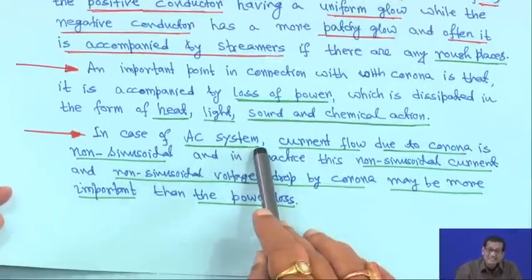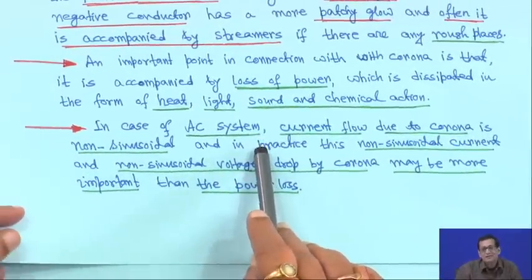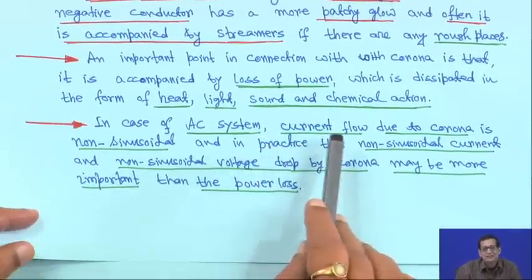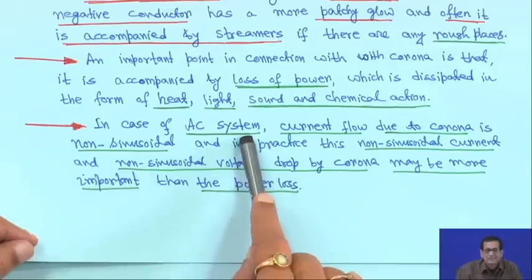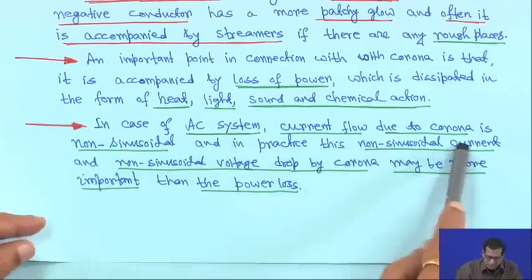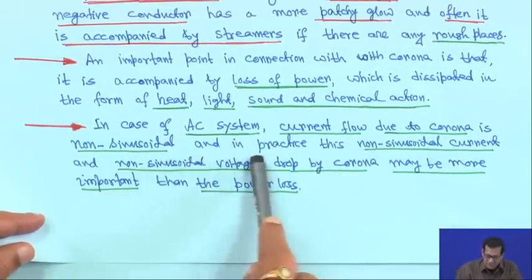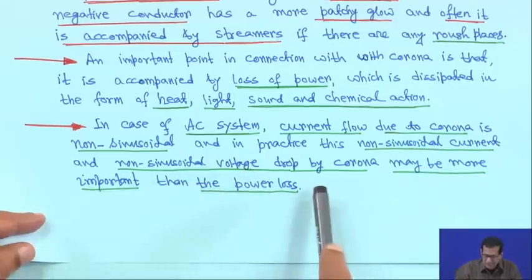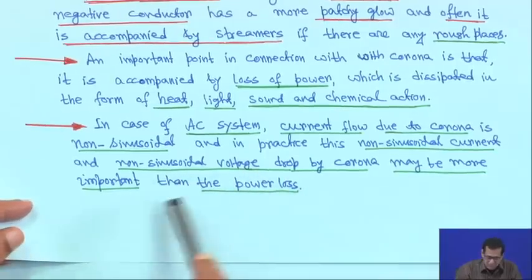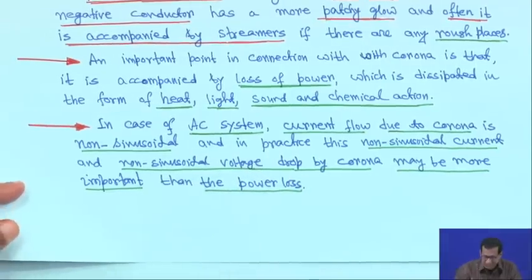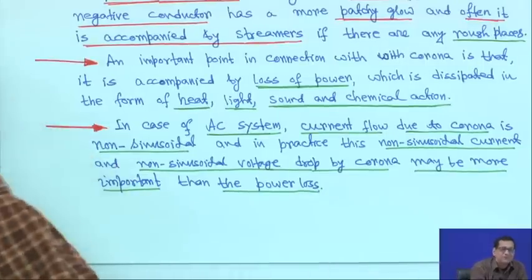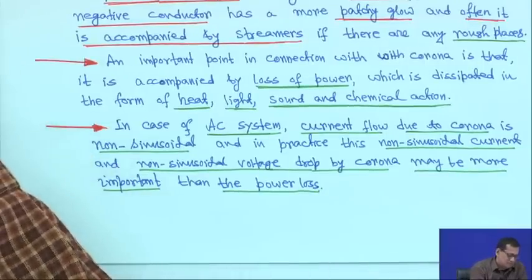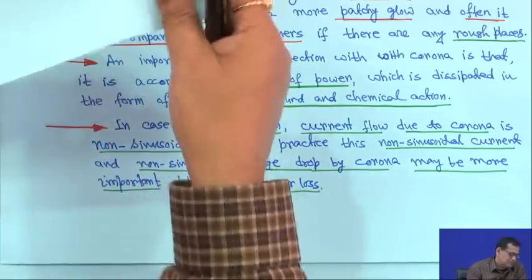Now, in case of AC system, of course, all the overhead transmission lines apart from HVDC lines are basically AC systems. Current flow due to corona is non-sinusoidal, and in practice this non-sinusoidal current and the non-sinusoidal voltage drop caused by corona may be more important than the power loss. So, sometimes it causes problems, but corona also contributes a significant portion of the power loss.